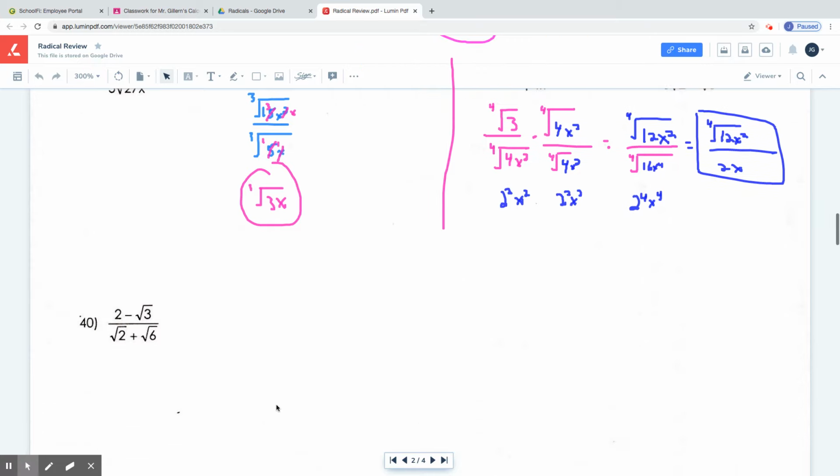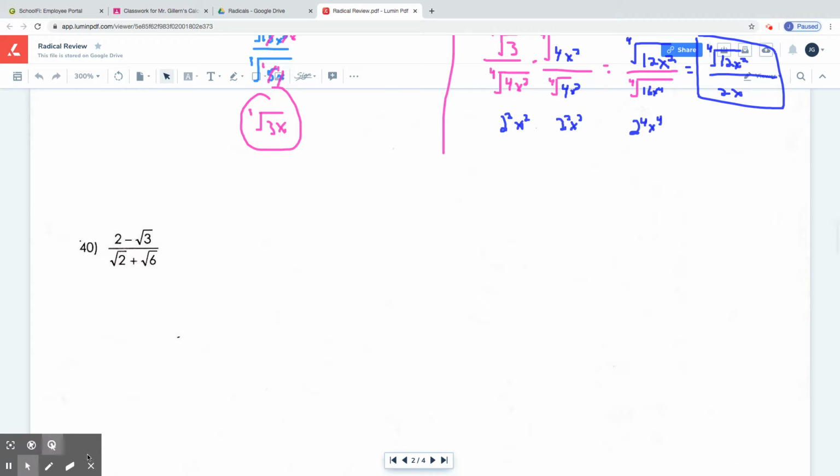All right. Last problem, number 40, where we have two radicals at the bottom being added together. So we're going to have to multiply by the conjugate. So that's going to be root 2 minus root 6 on the top, and very messy, minus root 6 on the bottom. Okay, so we're going to FOIL all of this out here.